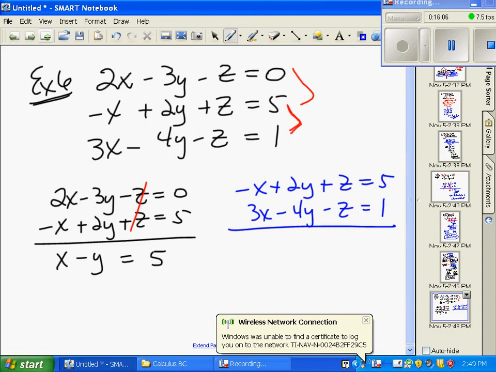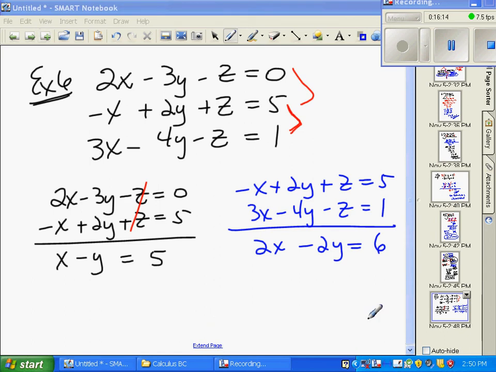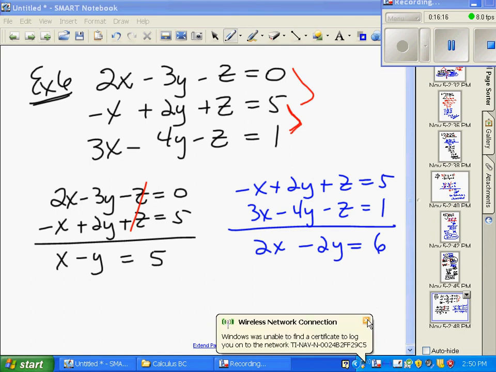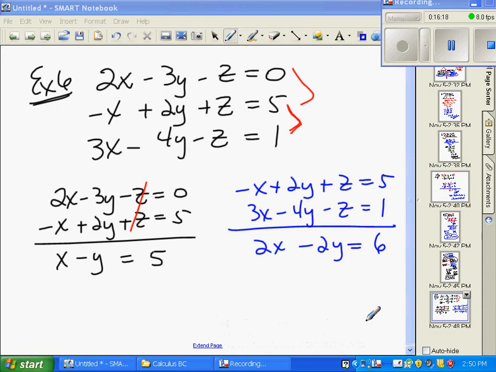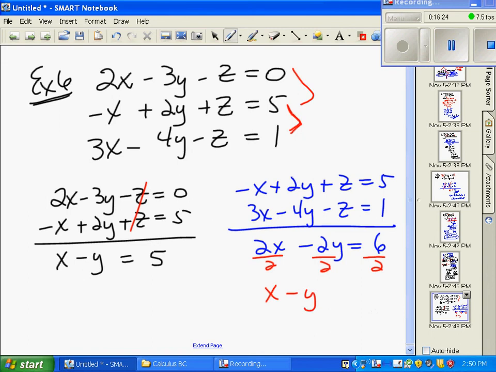So if I put those two together, I get 2x minus 2y equal to 6. Now whenever I see this, 2, 2, and 6, I think, well, they're all divisible by 2. So let's divide everything by 2, just to make it easier: x minus y equal to 3.